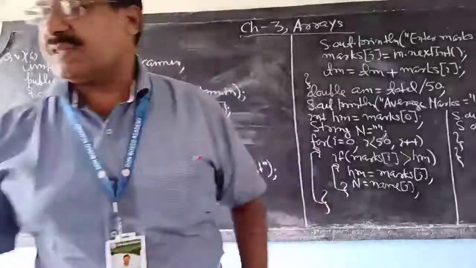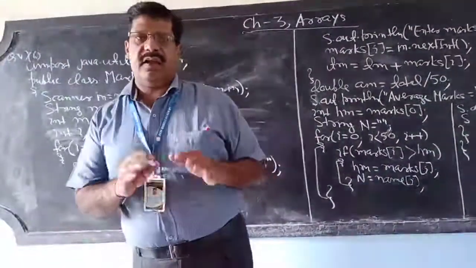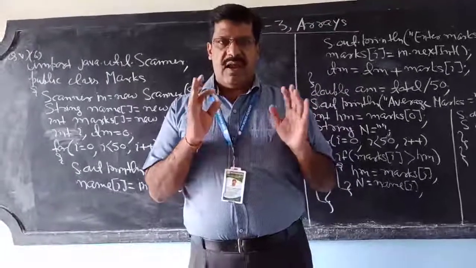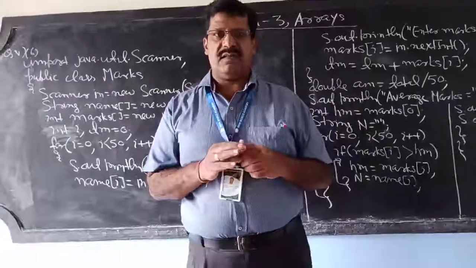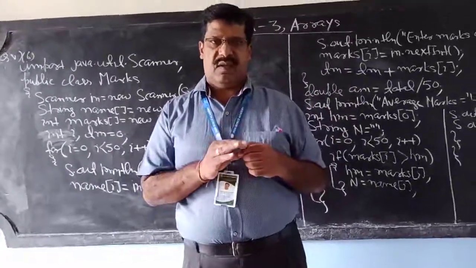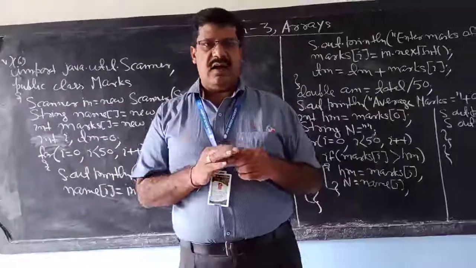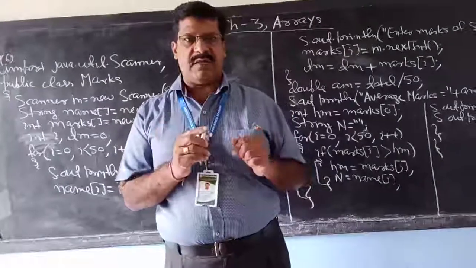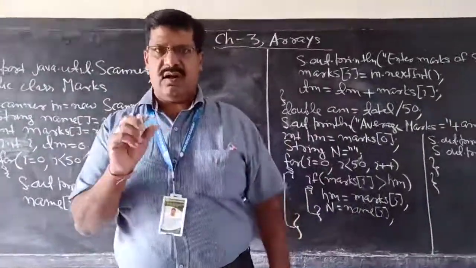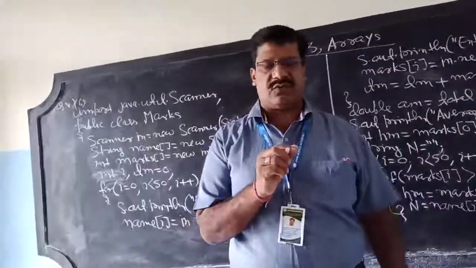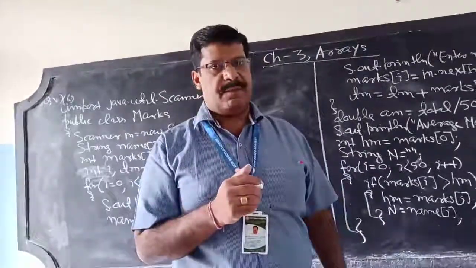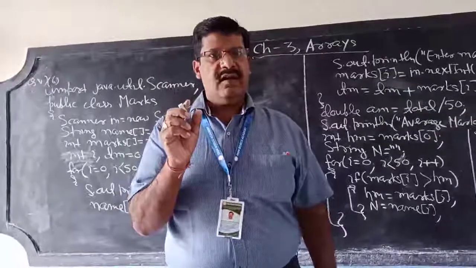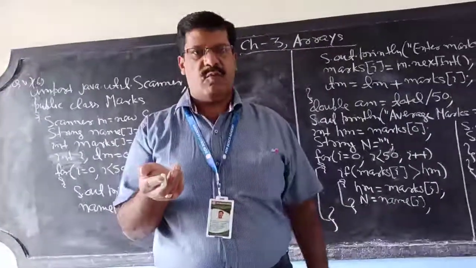So the question is clear. Once again, the question is asking that there are 50 students in the class. We have to input the name and his or her marks of 50 students. Now find the class average marks in the subject. To find the class average marks, you have to find the total of marks of all the students divided by 50, and find the highest marks in the class and his name to be printed.